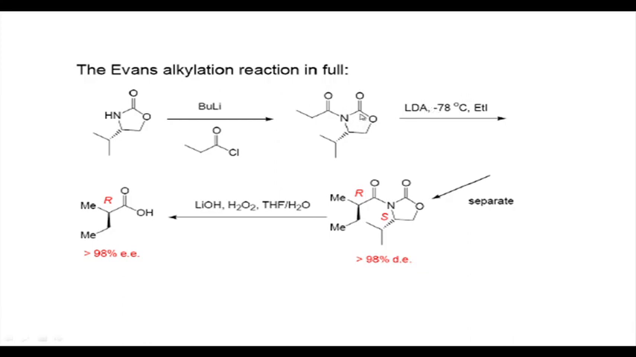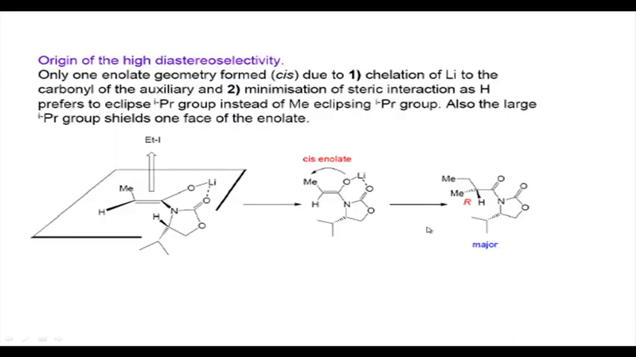You add LDA. LDA is another base, it is called lithium diisopropylamide, and that forms the anion here, and the anion then goes into conjugation with the carbonyl. So, you get the enolate, and once you have the enolate, then you add your alkyl halide and do the alkylation. That whole thing is shown in this slide.